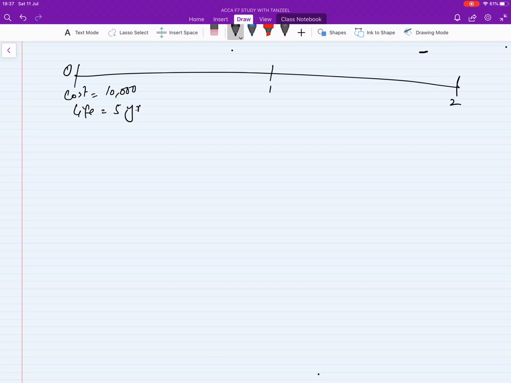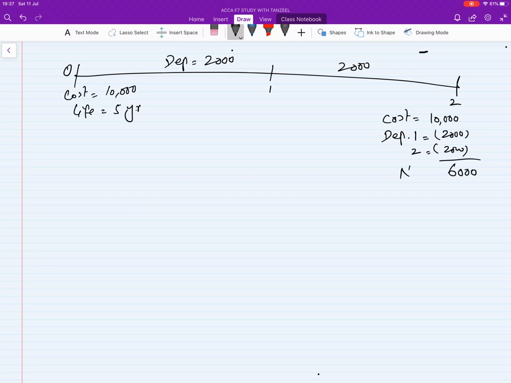Okay, same. The depreciation is 2,000 here and 2,000 here. So you can say cost was 10,000 before, and depreciation for year 1 2,000, year 2 2,000. You can see the net book value will be 6,000. So previously we had a revaluation gain. In this question we will have a devaluation.